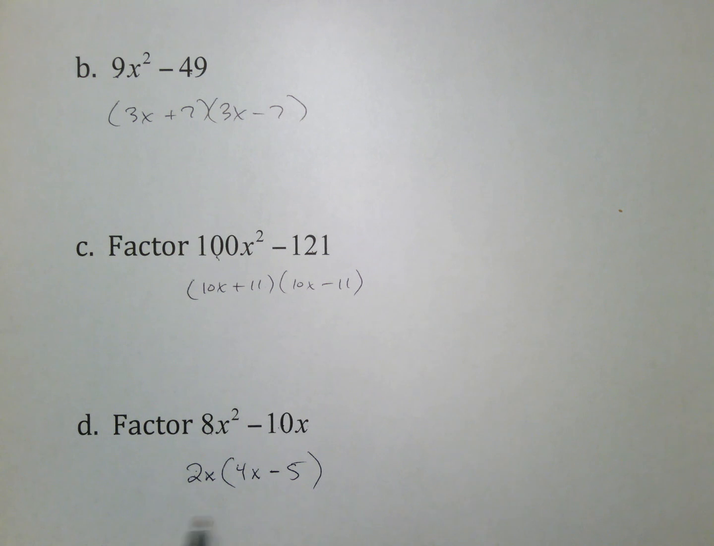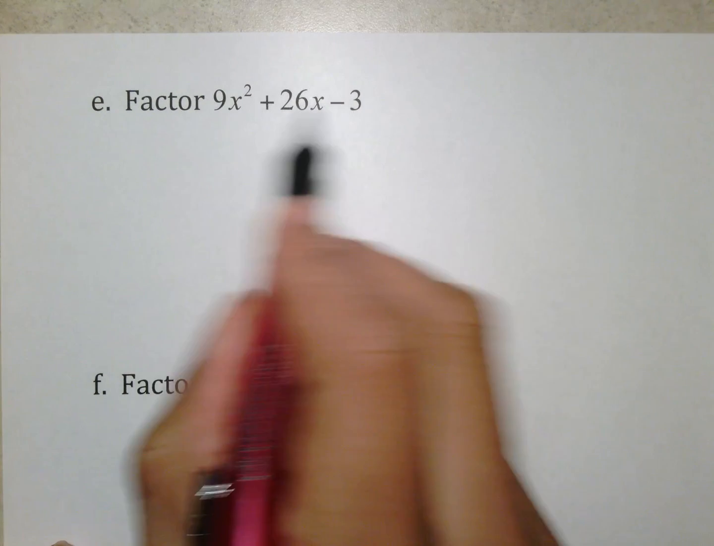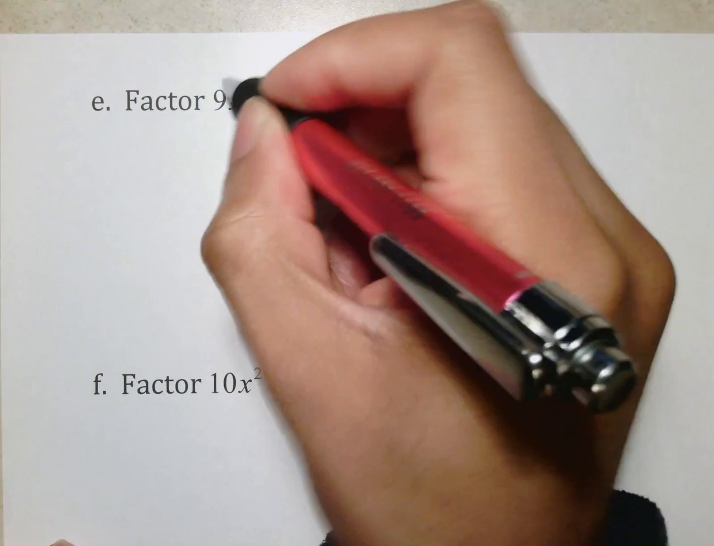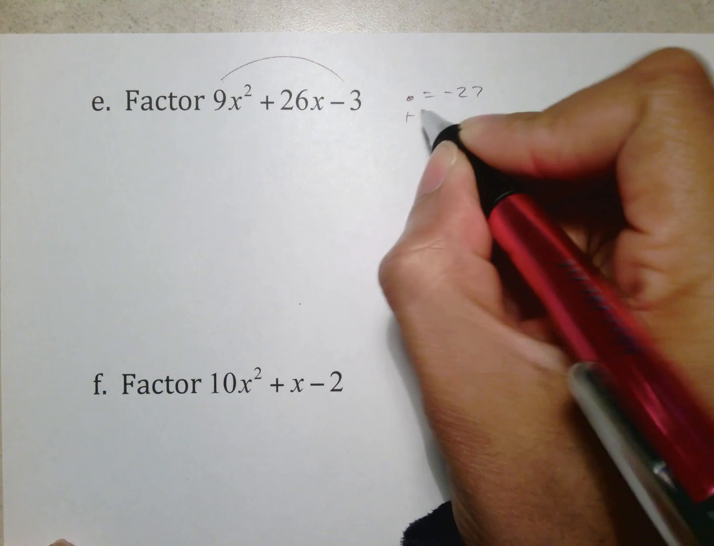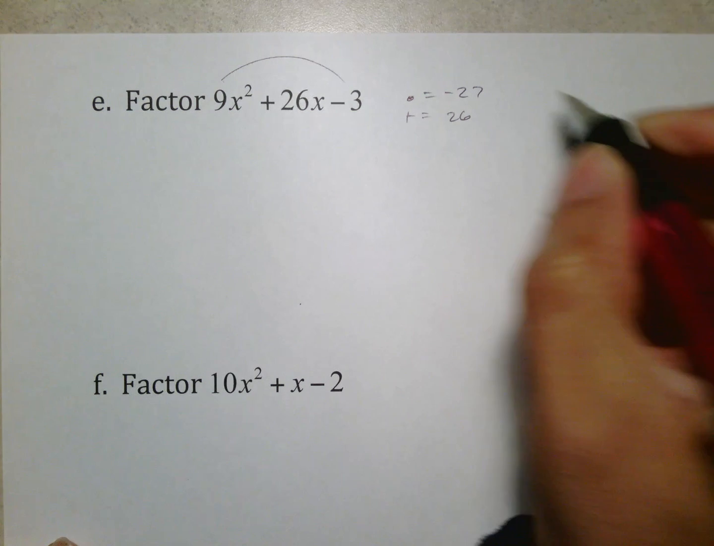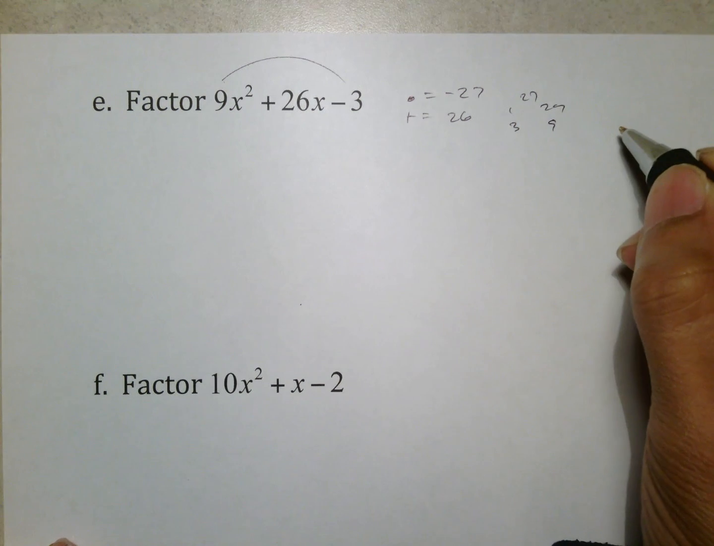So this is where the unit gets interesting, because if you're not careful, then you are going to make some major mistakes, or not major mistakes, but a lot of small mistakes that could cost you some good amount of points. E. This can't be a shortcut because it's got three terms, so this means I'm going to factor as usual. Multiplies to make negative 27, adds to make 26, 1 times 27, 3 times 9, the only numbers there.